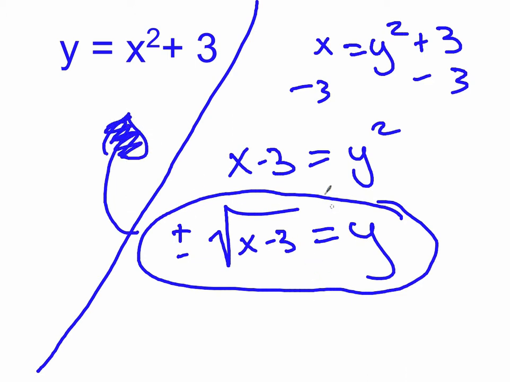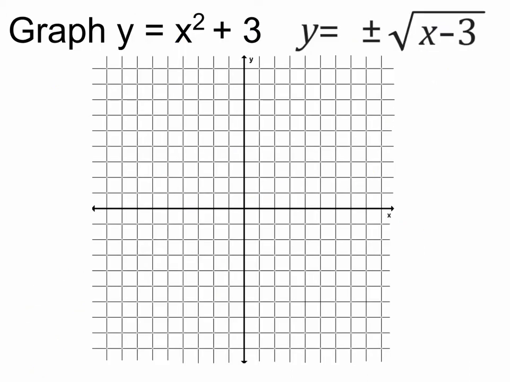Now it's important to note that this is not a function. This is a function here, but this is not a function. That's why I'm using the term relation. These are inverse relations. We're going to graph these now, and then you'll see why one of them is not a function. So I'm going to graph this one in blue, and I'm going to graph this one in red.